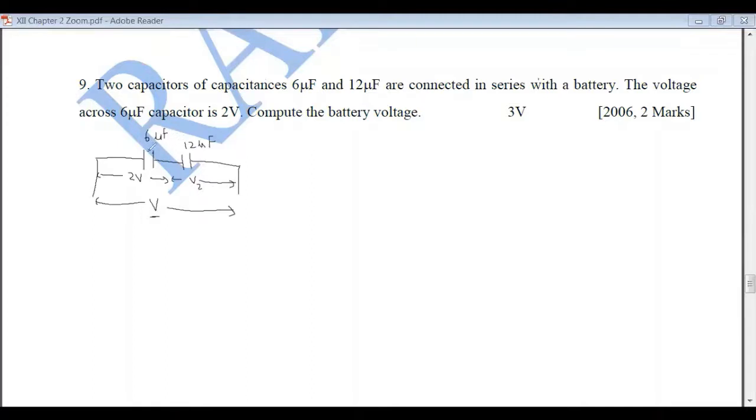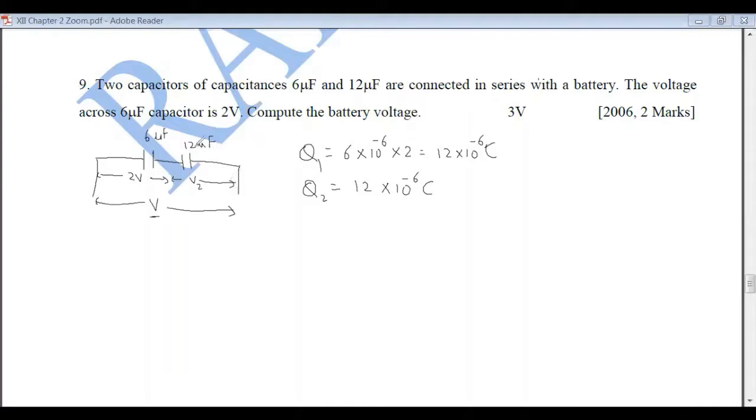Now here we see that if C and V are given, we can find Q, that is the charge on the 6 microfarad. Let it be Q1. Q1 is equal to C into V. C here is 6 into 10 raised to the power minus 6, into 2, that is 12 into 10 raised to the power minus 6 coulomb. Now as they are connected in series, the charge remains the same. So Q2 is also equal to 12 into 10 raised to the power minus 6 coulomb.